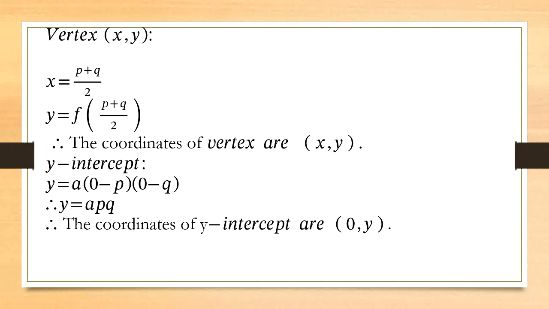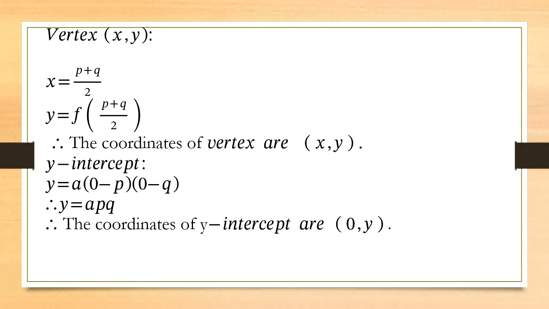Again, sometimes you will simply be asked to find the coordinates of the vertex. So the coordinates of the vertex are nothing but the values of this x and y. So we write, therefore the coordinates of the vertex are (x, y).